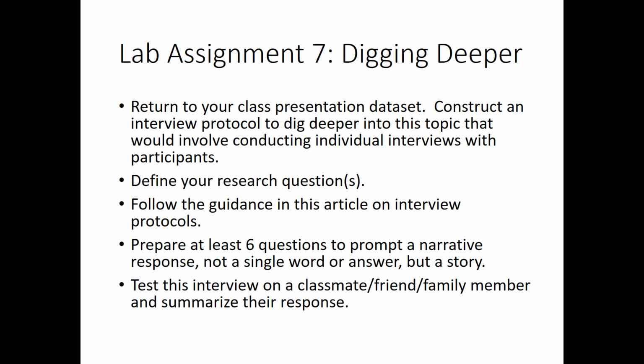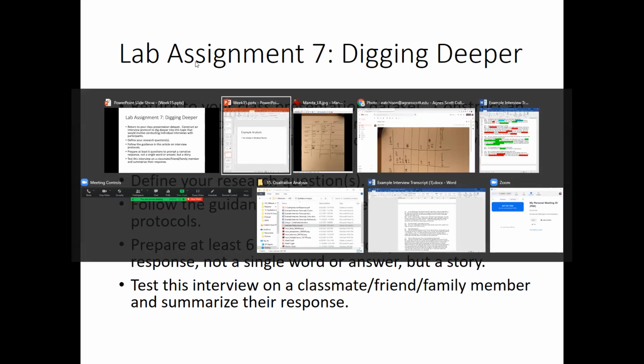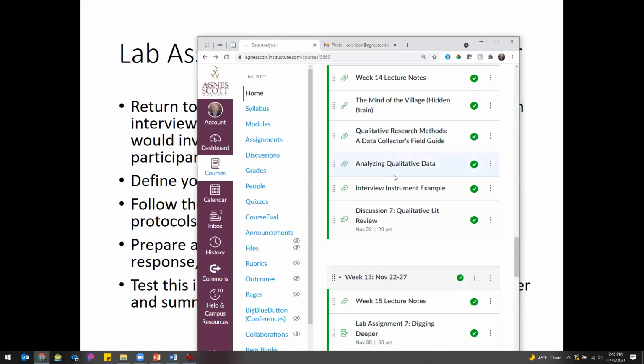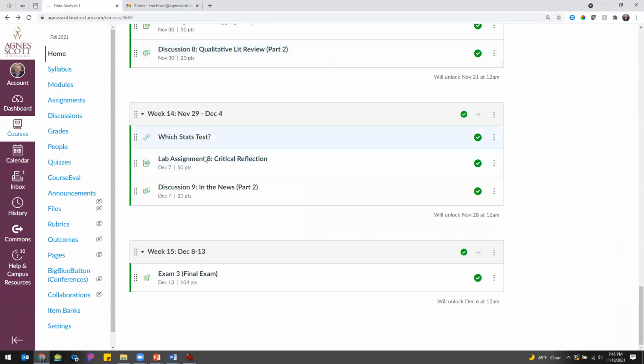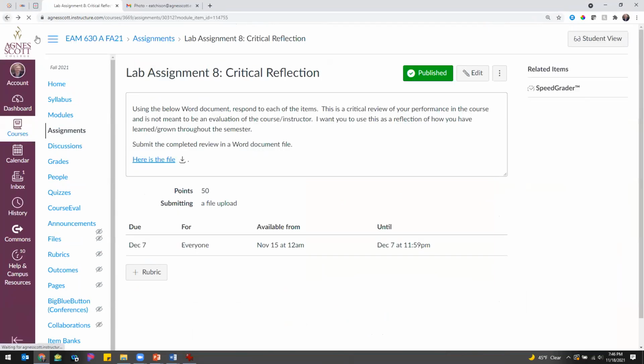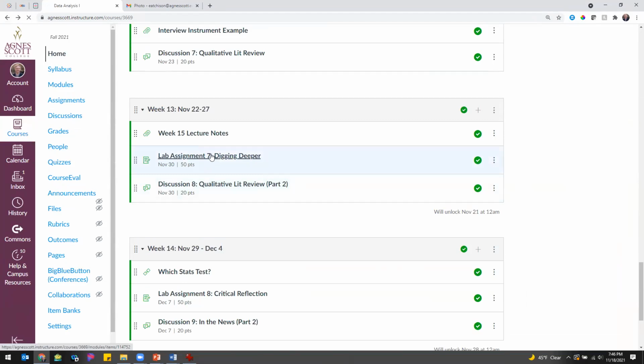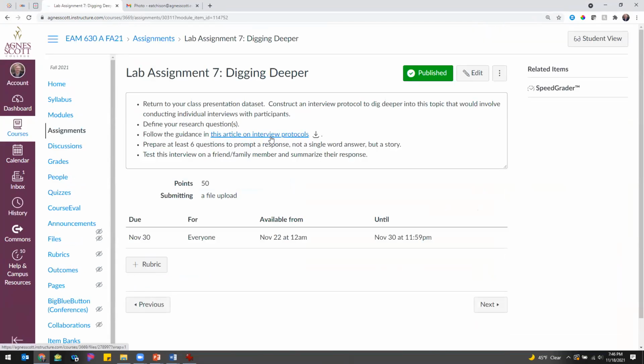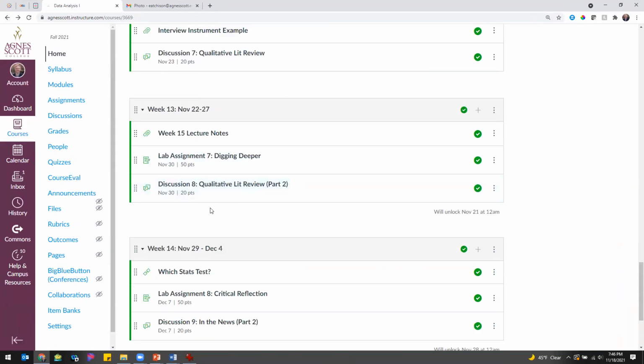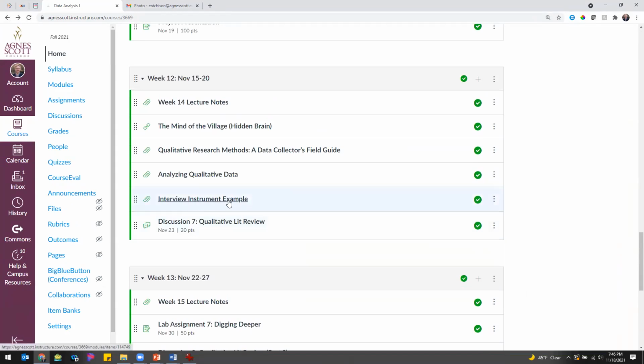So I've given you an example in Canvas under the week 14. Oh, that's not it. Sorry, wrong one. That's critical reflection. It is digging deeper. And I've given you this interview protocol article, so feel free, that is your resource. Feel free to use other resources, but don't feel like you're going to go at this alone. The other resources that you've got in each of these weeks: here's an interview instrument example, talking about analyzing qualitative data, the field guide for qualitative research methods. All of these things are available.